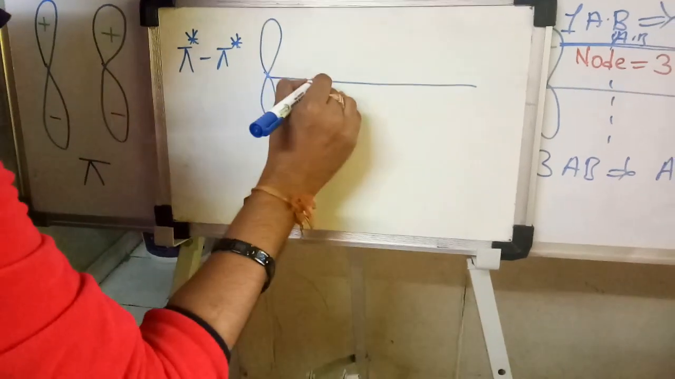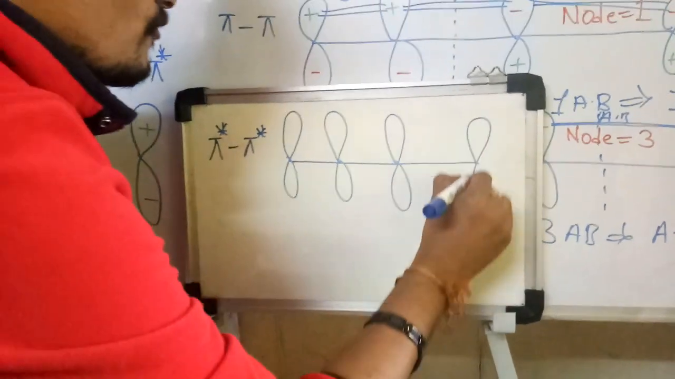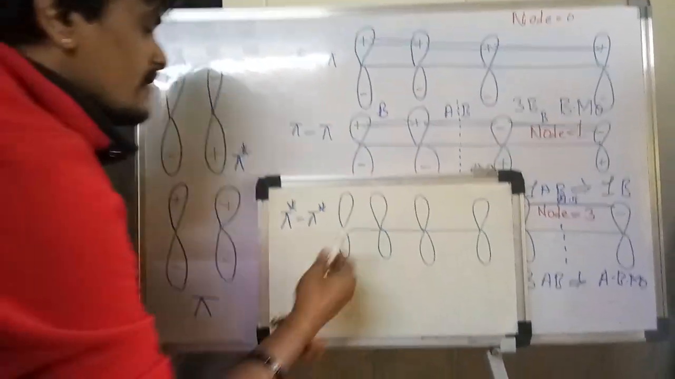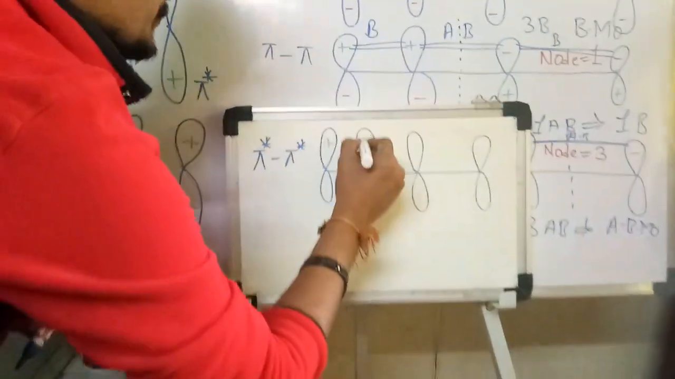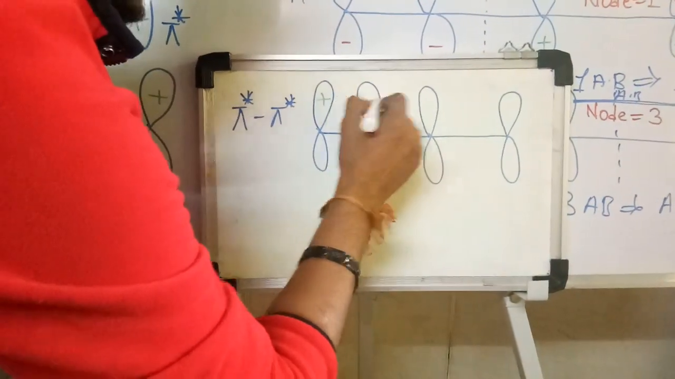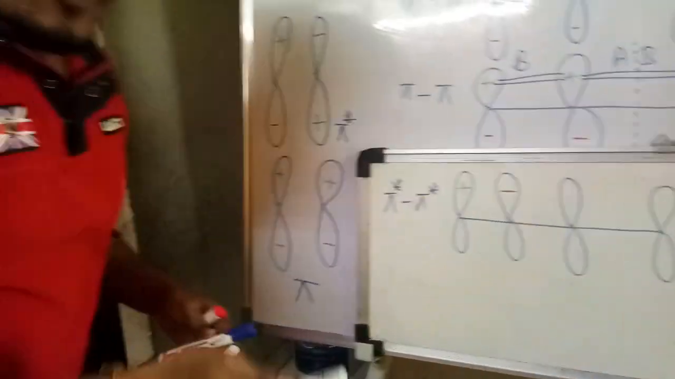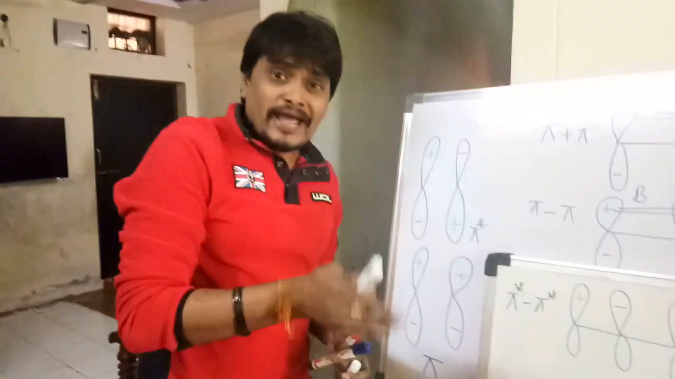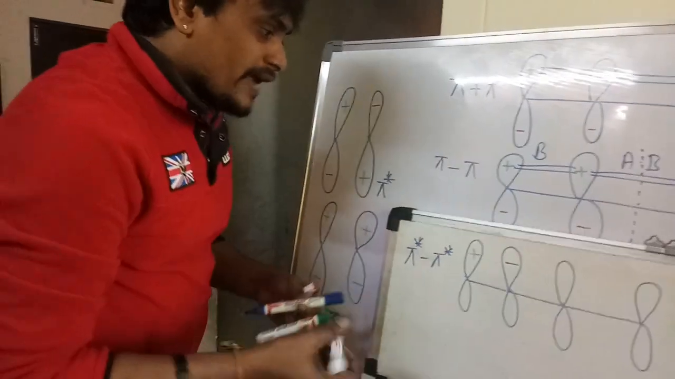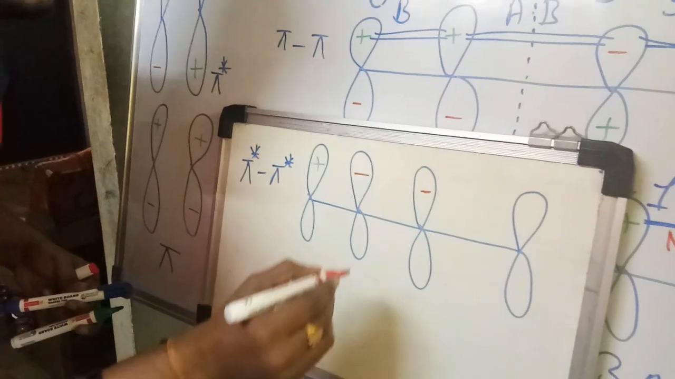1, 2, 3, and 4. Pi star. What is pi star? Positive, negative, positive, negative. Let us write it with the red pen so that it will not be confused. Positive, negative, right? So now it is negative pi star. Negative pi star means it will be exactly reverse to the pi star. Since it is exactly reverse to the pi star, if it is positive, it will be negative, right?